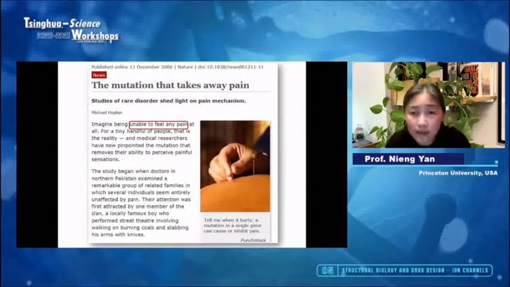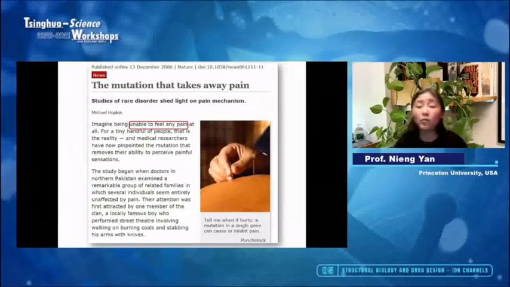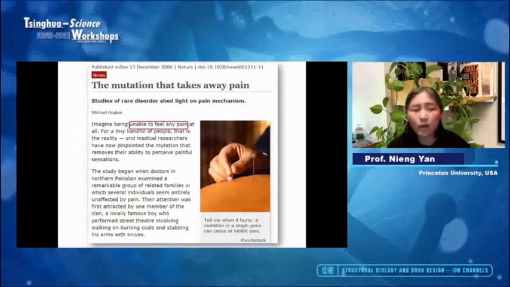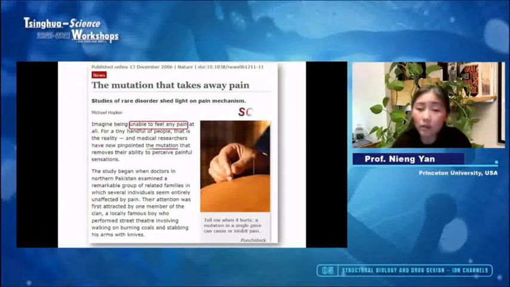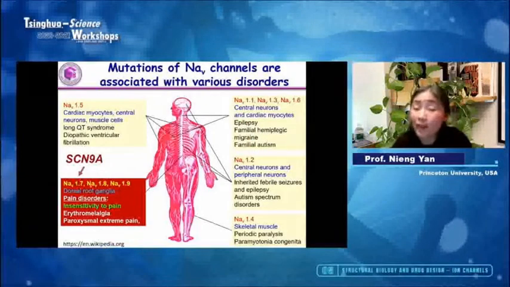And in 2006, there was a report in Nature. A boy from Pakistan was identified who had no sensation of pain at all. Not only him, but I think several of his cousins also had this insensitivity to pain. And genomic analysis pinpointed the mutation to one gene, SCN9A. And if you remember, this encodes the channel NAV 1.7. And that was in 2006.